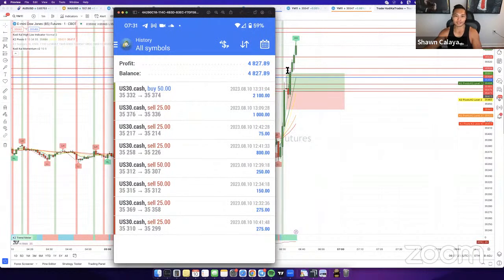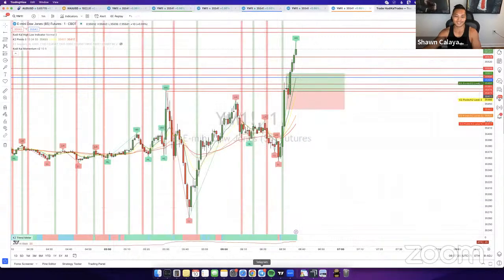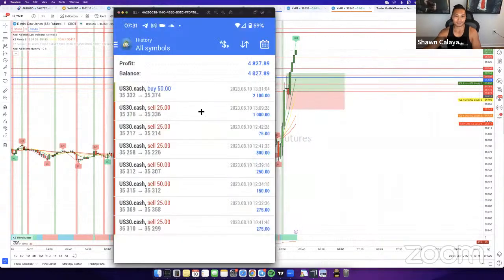Total profit of 4,827. Kip just couldn't control himself. He had to post it on Zoom, not on Telegram. He had to let everybody know that he killed it. So nice work, Kip. Kip locking 4,827. I just never seen Kip post his profits on Zoom before, so it's kind of weird that Kip's posting his profits on here. But nice work, Kip. Kip locking 4,827 for the day. Huge full TP right there on the buy. So great work, Kip.